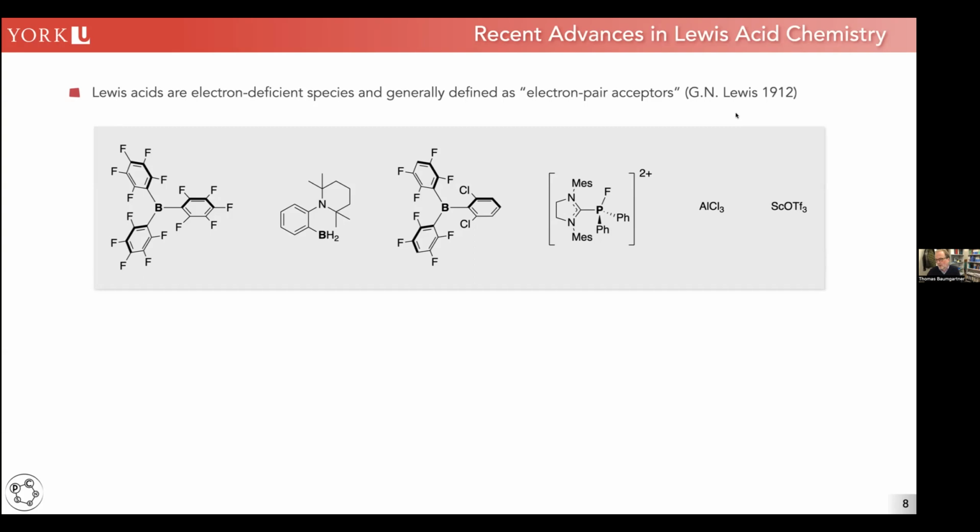Lewis acids, by the very basic definition from 1912 by Gilbert Lewis, are supposed to be electron pair acceptors because they're inherently electron poor. They can interact with a Lewis base, basically with an electron pair, and can form a bond. And there are many Lewis acids out there. They could be boron based, that's sort of the archetypical main group Lewis acid, but you can also make phosphorus Lewis acidic by creating this hypervalent species here. Note this is a dicationic species, so this also has an electron deficit, but it can also be as simple as aluminum trichloride or scandium triflate.